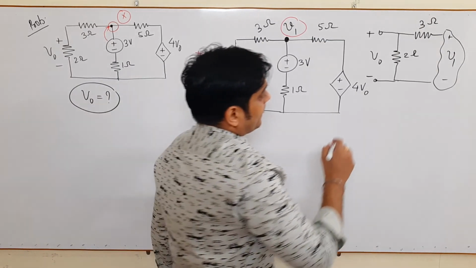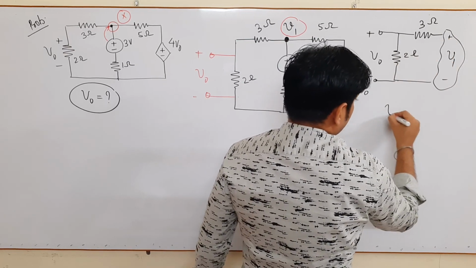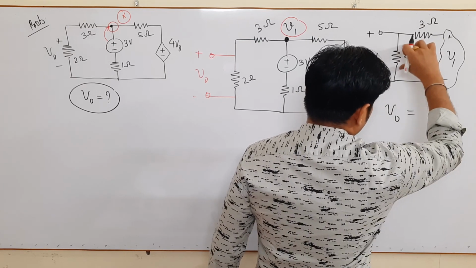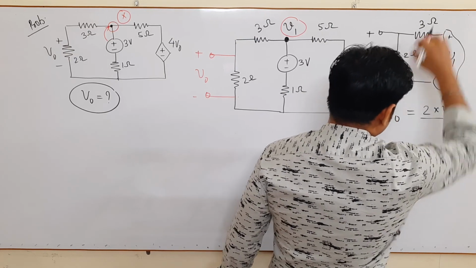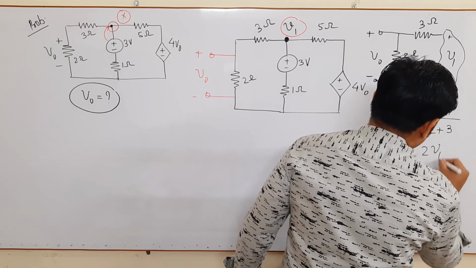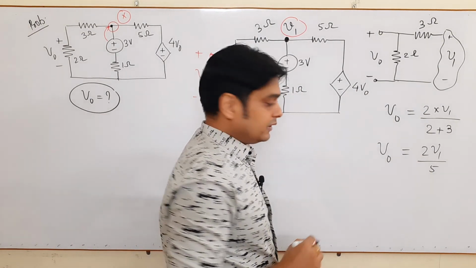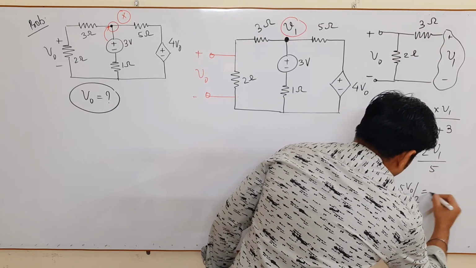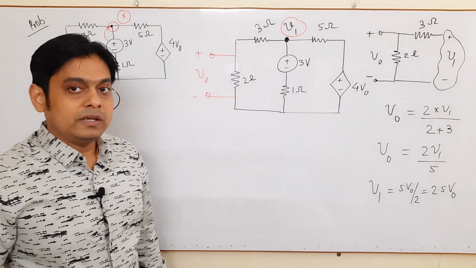So can you find the value of V0 since V1 is the applied voltage here? The value of V0 is basically the voltage appearing across this resistance, that is 2 into V1 upon the sum of the resistances. So that comes to be 2V1 upon 5. This is the value of V0, or you can say the value of V1 is 5V0 upon 2, or 2.5 V0.